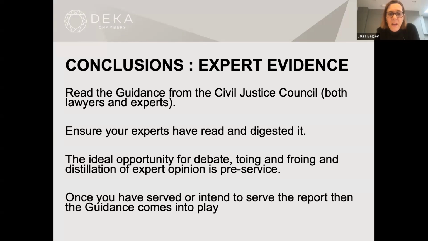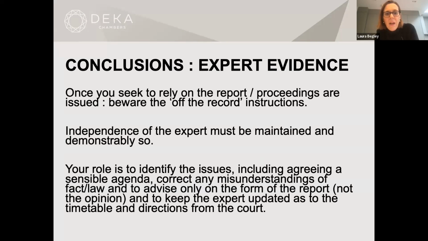The ideal opportunity for the debating, toing and froing and distillation of expert opinion is obviously pre-service. We don't always have that luxury. Litigation is not like that all the time. But that is when I suggest that time should be spent doing that. And then once you've served or intend to serve the report, then the guidance comes into play. Next slide, please. So beware the off-the-record instructions. So do be careful about that.